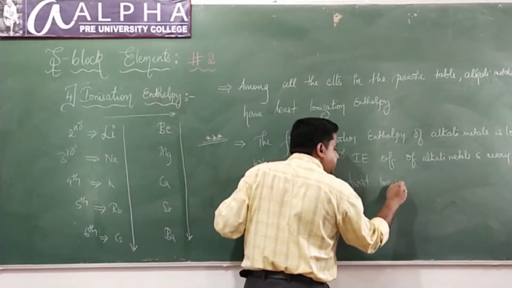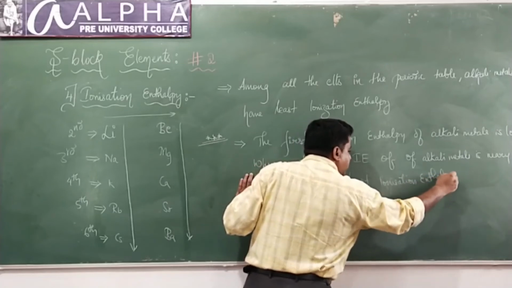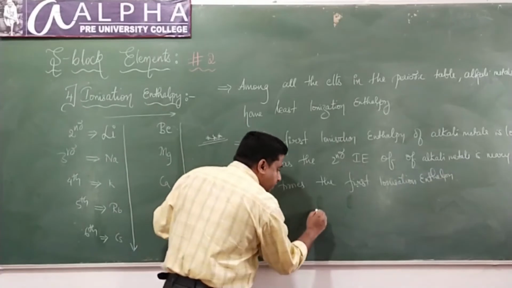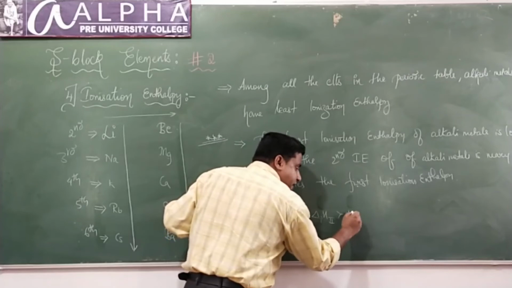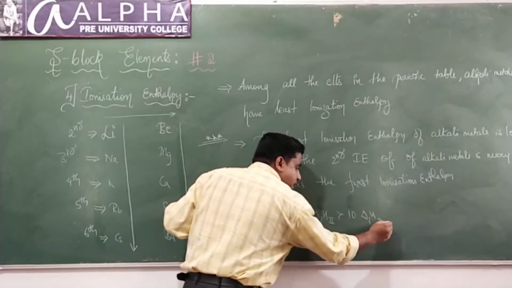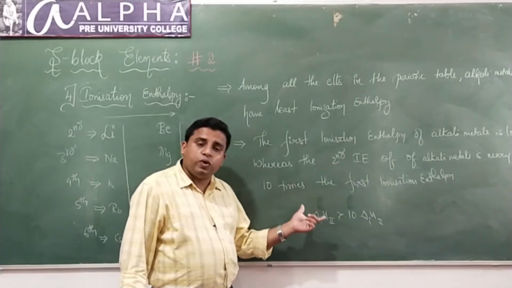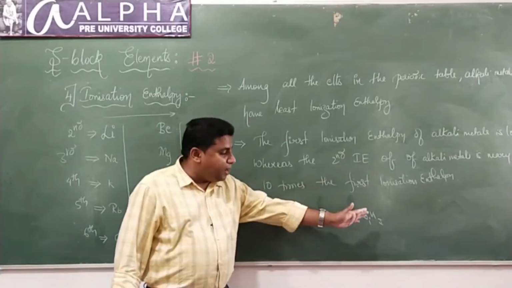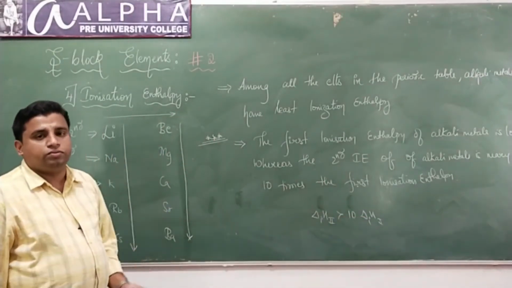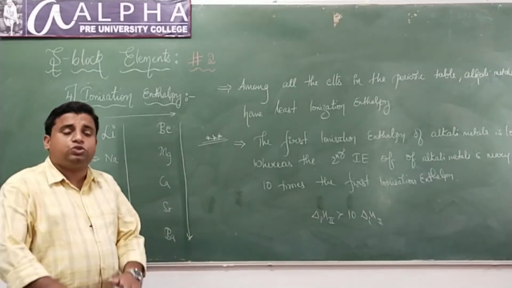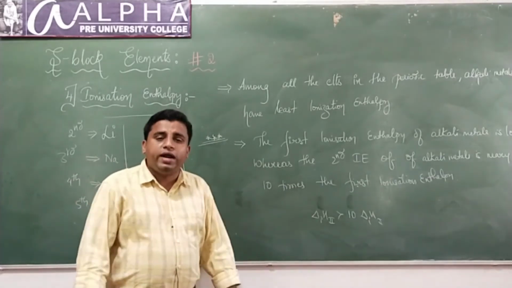Are you getting my point? Please note this. What am I telling you here? The second ionization enthalpy is nearly 10 times the first ionization enthalpy for alkali metals. That means the second ionization enthalpy is very high compared to the first. We know the first ionization enthalpy of alkali metals is very low, but the second is very high. Why is the second ionization enthalpy so much higher?